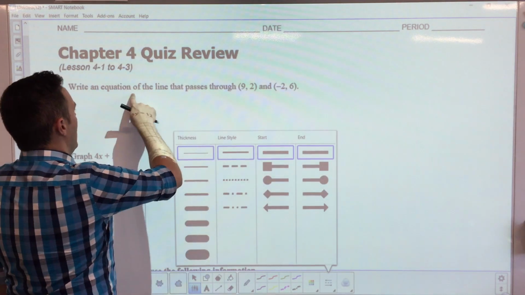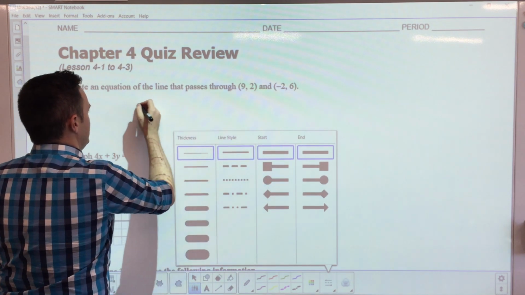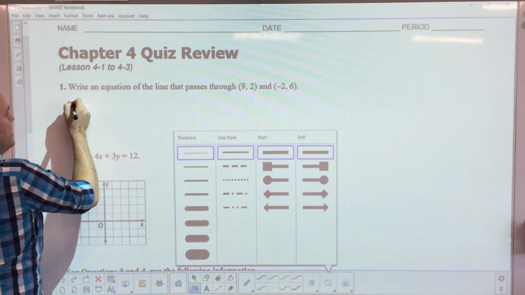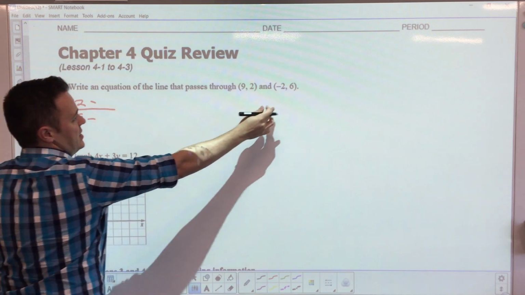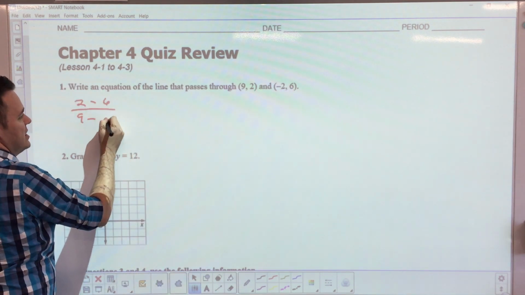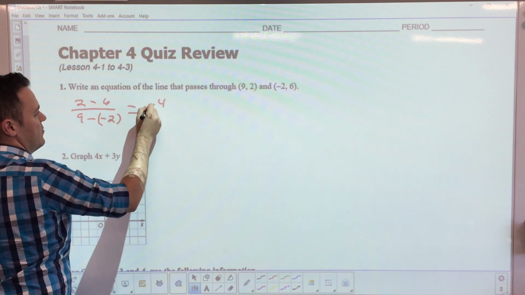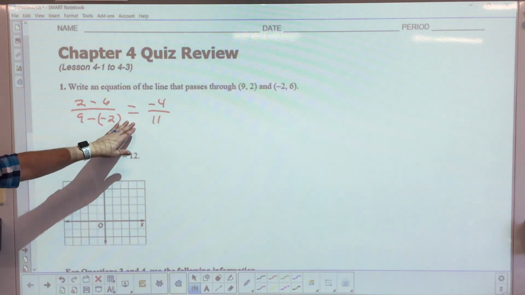All right, writing the equation of a line that goes through these points. We're going to start off with finding the slope. So it's going to be 2 over 9 minus, and remember the y coordinate first, 6 and a negative 2. So this is negative 4 over, and that would be 9 plus 2, which is 11.